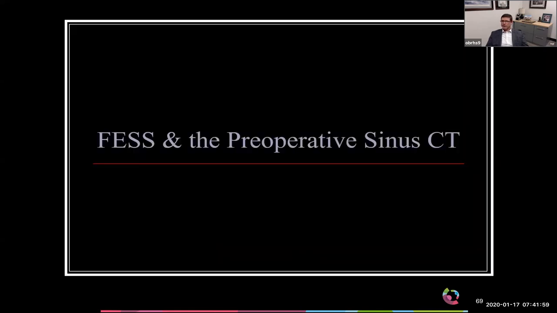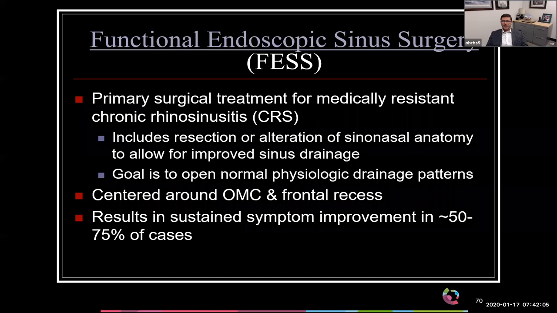Now we'll wrap up talking about the functional endoscopic sinus surgery and specifically the preoperative sinus CT. So functional endoscopic sinus surgery is the primary surgical treatment for chronic medically resistant sinusitis. And really what they're doing is they're trying to open the normal drainage pathways. So they're going after the osteomeatal complex and the frontal recess to try to open those up to allow the drainage pathways to be restored.